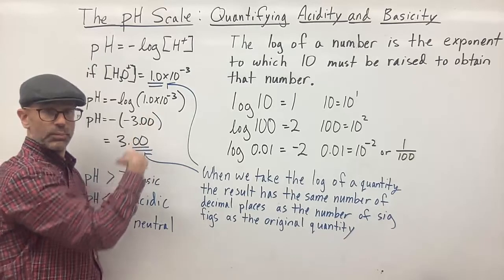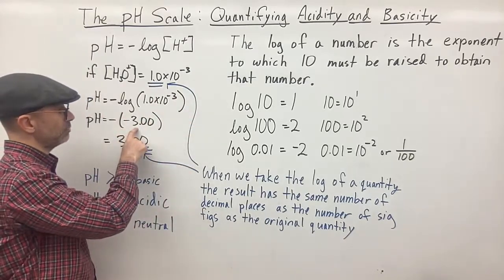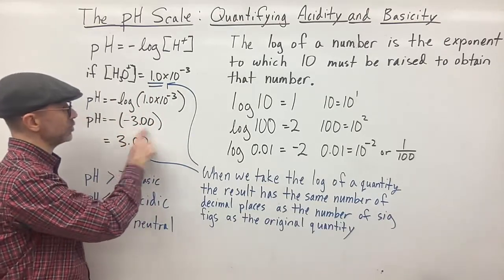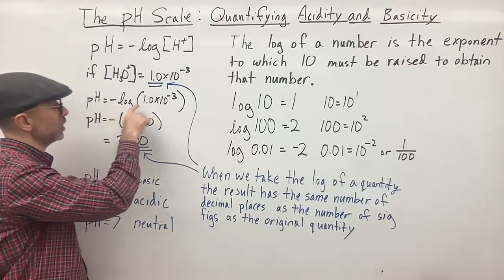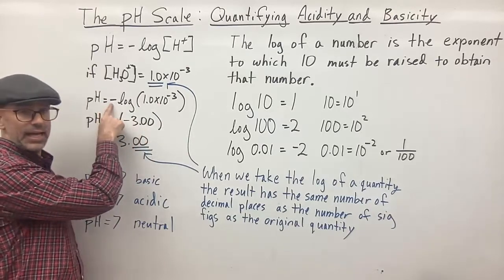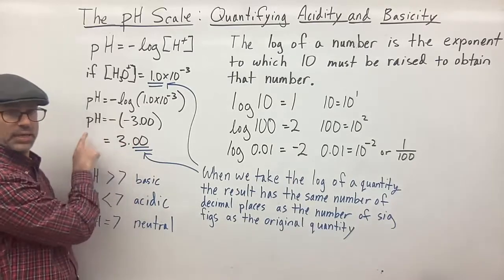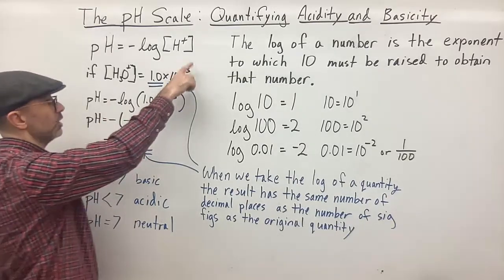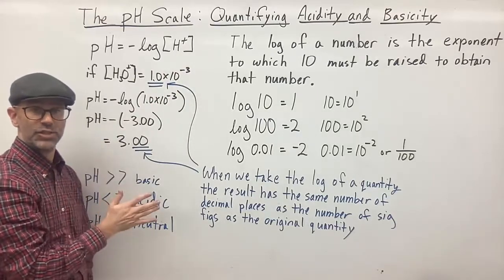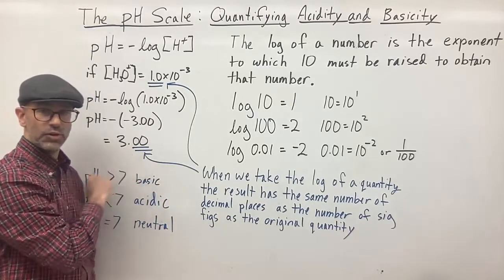So what exponent must we raise 10 to? Well, that's going to be negative 3. So negative 3 is the exponent that we must raise 10 to to get to this number. So when we take the log of this number, we get negative 3. But remember, we have to take the negative log. So we're taking the negative of negative 3, and that's going to be positive 3. So the pH of this concentration of hydrogen, or H plus, is going to give us a pH of 3.00.